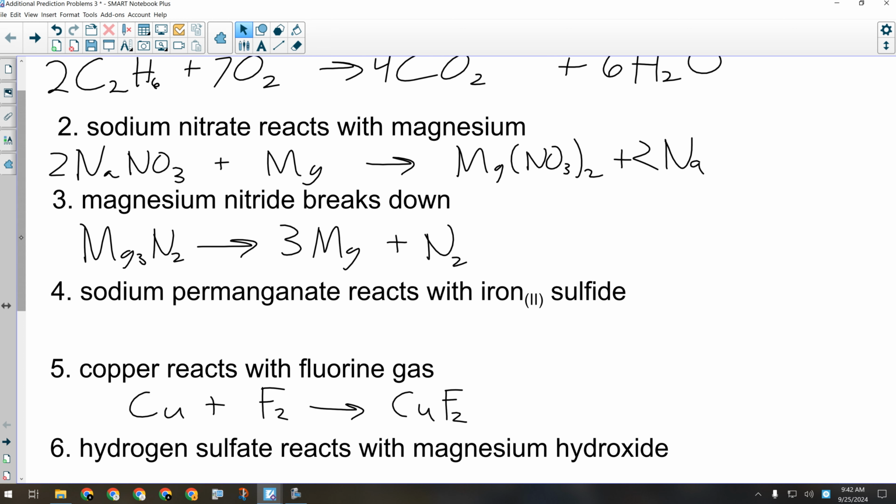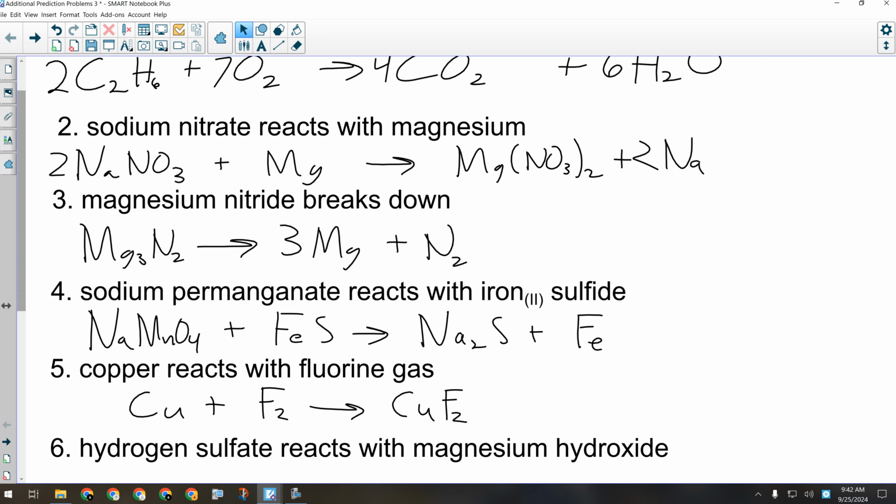Okay, and then the last one, sodium permanganate, so that's NaMnO4. Okay, reacts with iron 2 sulfide, FeS. Okay, that's going to give us Na2S plus Fe(MnO4)2, and a 2 there I think fixes everything balancing wise. Okay, you feeling good about this?